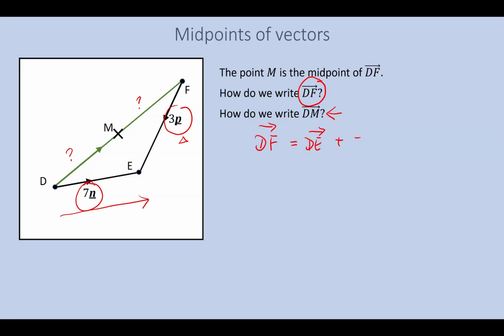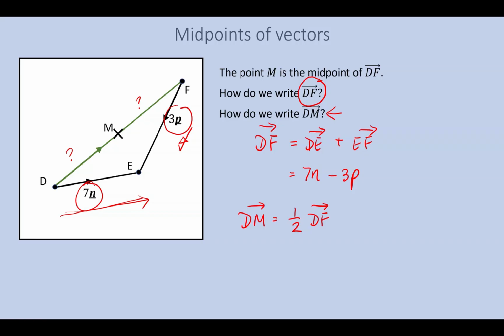and then EF. This way is the same as what I want, 7n. This way is the opposite, so I alert myself, negative 3p. Then my DM basically will be half of DF. I can write that like that to show my intention.